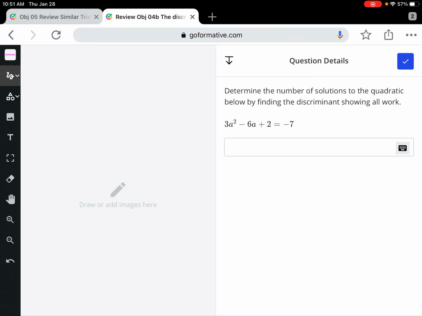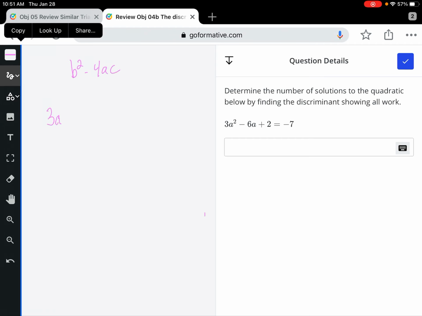So here's our video for the discriminant. First question: determine the number of solutions of the quadratic by finding the discriminant. The discriminant is just what's under the square root in the quadratic formula. That's b squared minus 4ac.